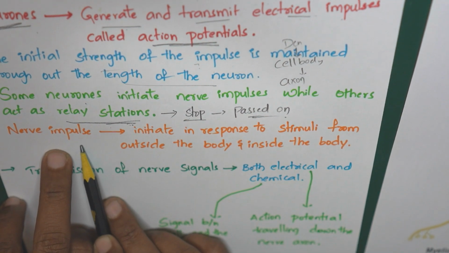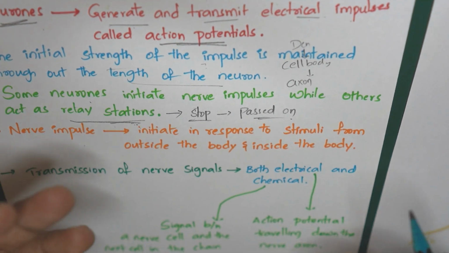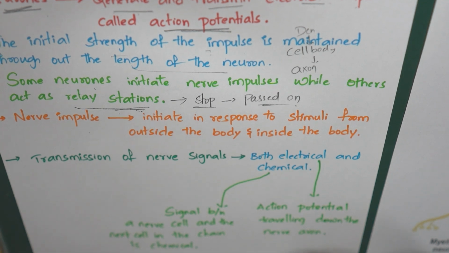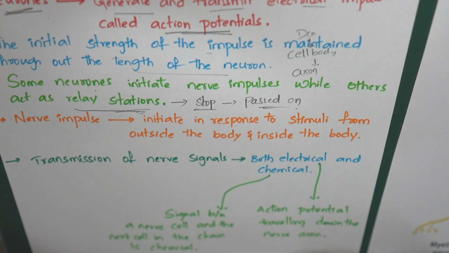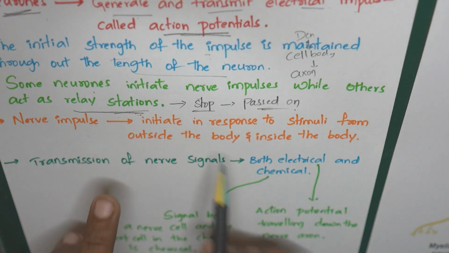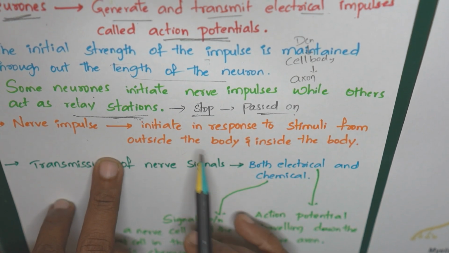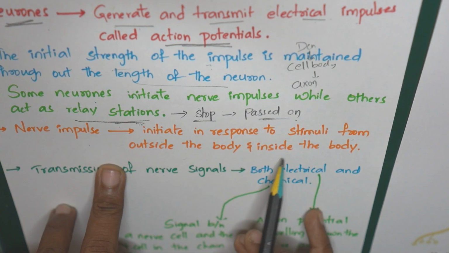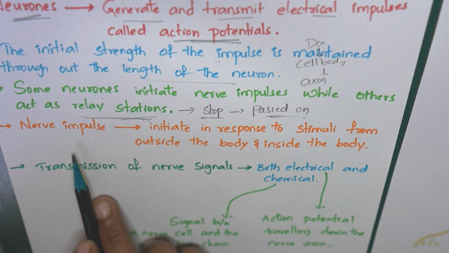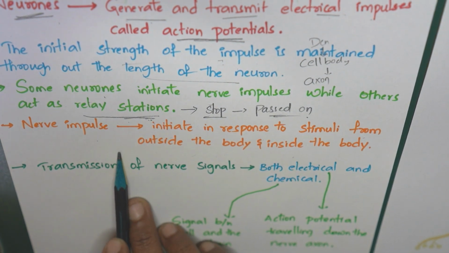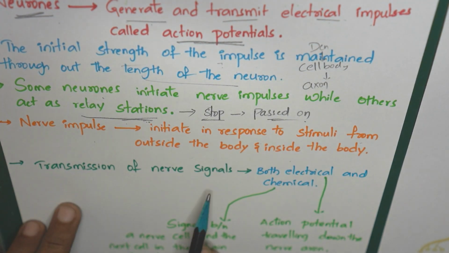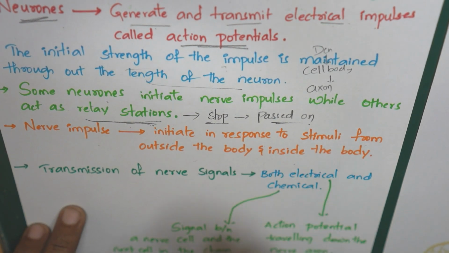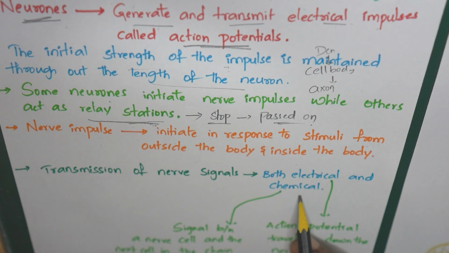What is a nerve impulse? It is in response to stimuli from inside our body or outside the body. For example, temperature is external, and we look at how our body responds to that. That initiation in response to stimuli from outside and inside the body is called the nerve impulse. And how does the transmission of the nerve impulse take place? There will be both an electrical signal as well as a chemical signal.